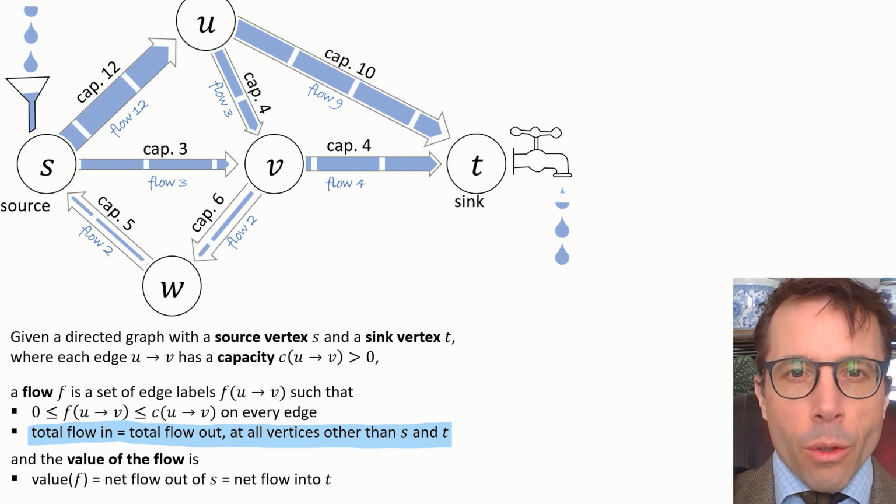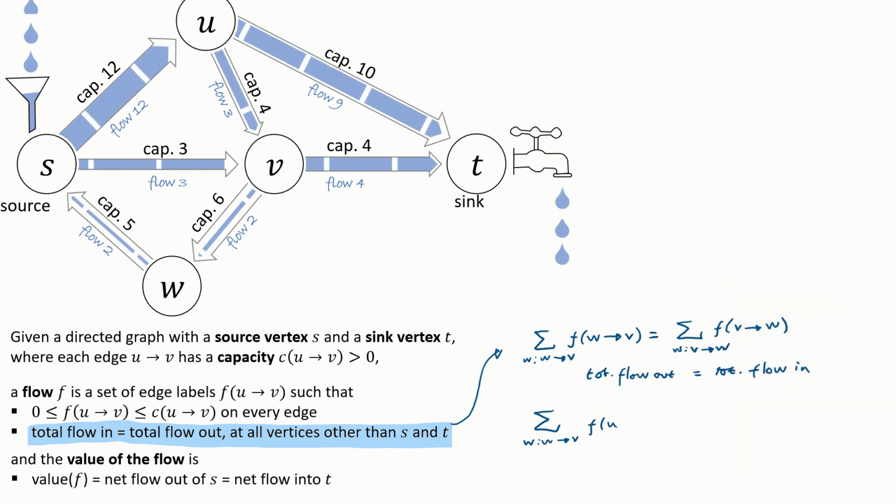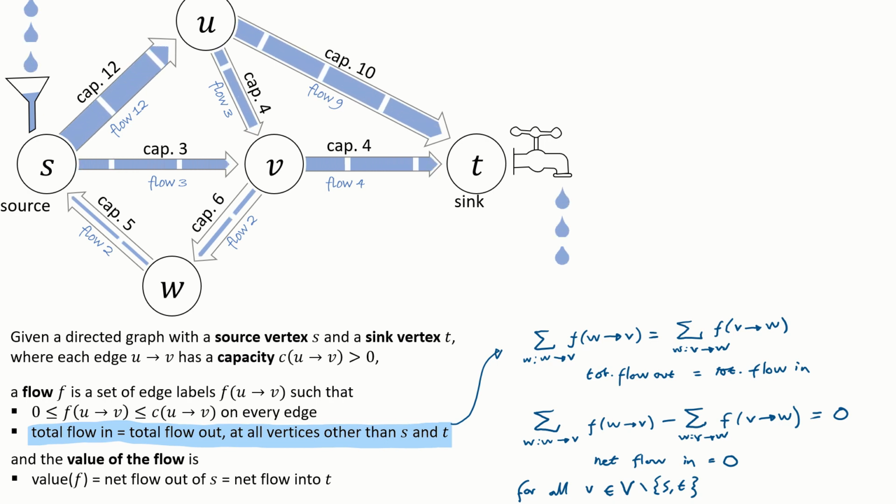Here are two ways that we could write this constraint out formally. These equations just say in symbols that the total flow out of V is equal to the total flow into V, or in other words, the net flow into V is 0. This is called flow conservation.